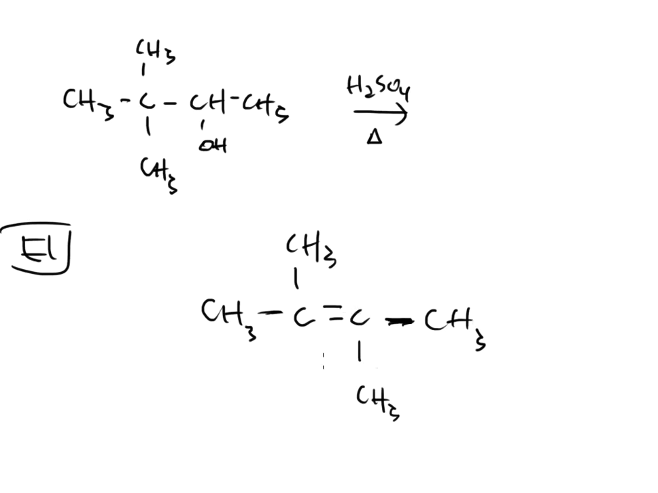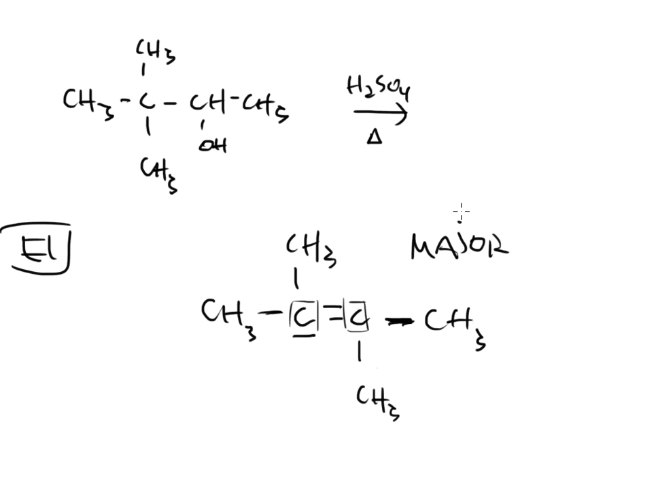The carbon on the left-hand side has 2 methyl groups. The carbon on the right-hand side has 2 methyl groups. That is way more substituted than the other version. More groups are found on those sp2 carbons. And because of that, this is the major product from that elimination reaction.